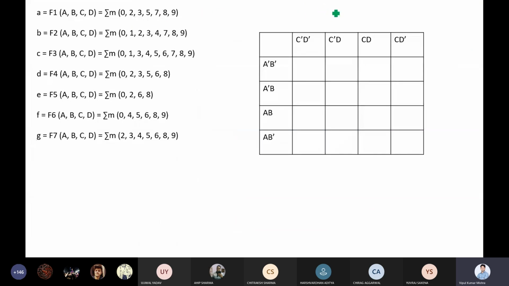So for example, let's take A. You want to fill this information. So 0 is not there, 1 is not there, 2, 3 is there, then 4 is not there, 5 is there, then 6 is not there, 7 is there, then 8 is there, and 9 is there. Now, can you find out if any pair, quad, or something is possible here? What will be the function? Function for A.